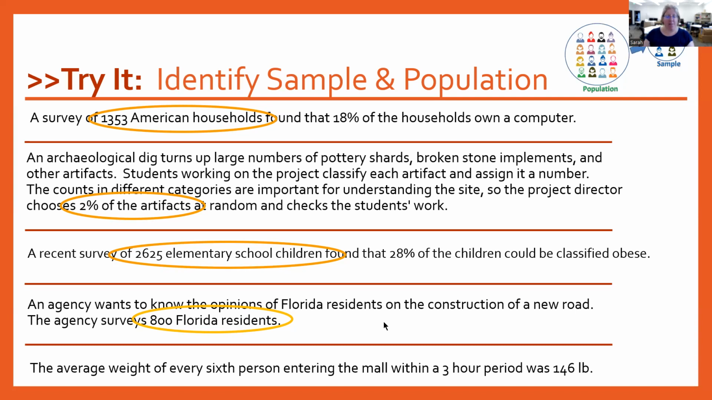And then the last one: the average weight of every 6th person entering the mall within a 3-hour period was 146 pounds. This one is a little bit harder to figure out what the sample is, but the sample is going to be that every 6th person, assuming that they got information from all of those people. We're going to look at that in just a little bit. It's what's known as a systematic sample. It's actually a good way of getting data by counting off on a certain number. And then that 146 is also going to be a statistic because it's calculated from our sample.